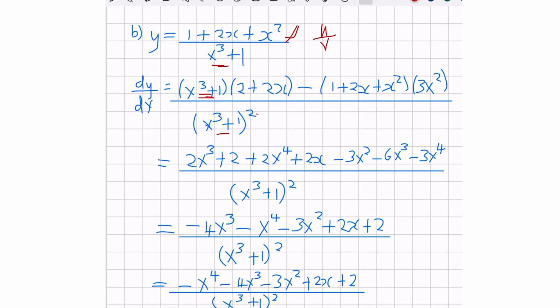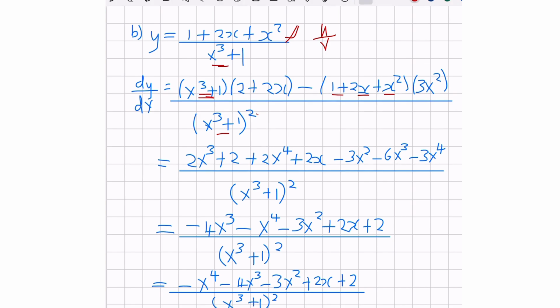So if you differentiate this, you're going to get 2 plus 2x minus, you keep your numerator 1 plus 2x plus x squared as a constant. Then you differentiate x cubed plus 1. You're going to get 3x squared. Then from there, you simplify.